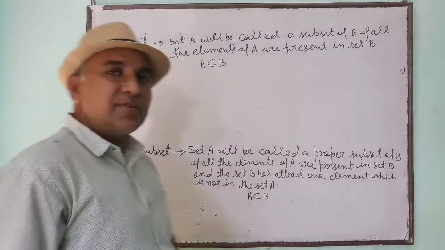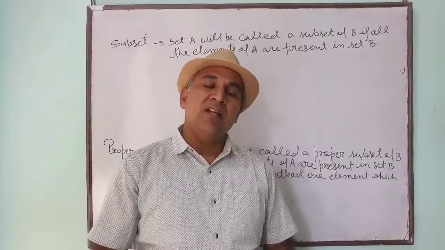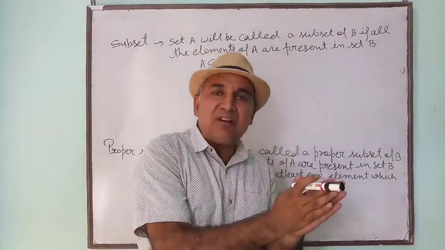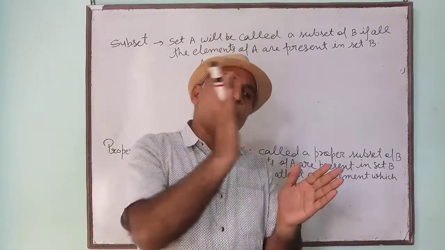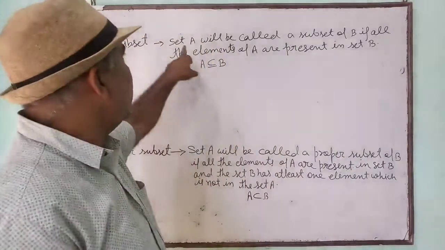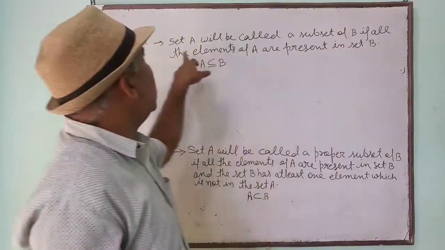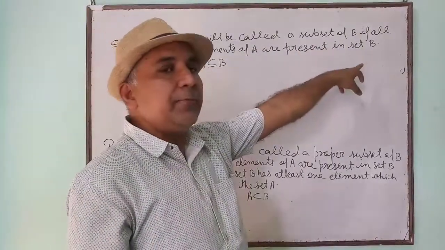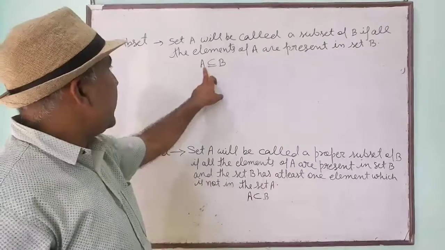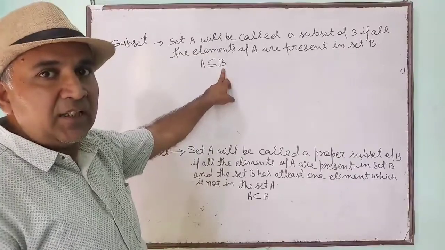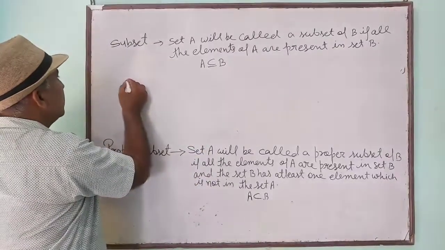Now we will see subset and proper subset. So suppose children, two sets have been given to you. One set will be called the subset of the other if all the elements of one set are present in the second set. See, this is the definition. Set A will be called a subset of set B if all the elements of A are present in set B. And this is the symbol. A is the subset of B. Understood?